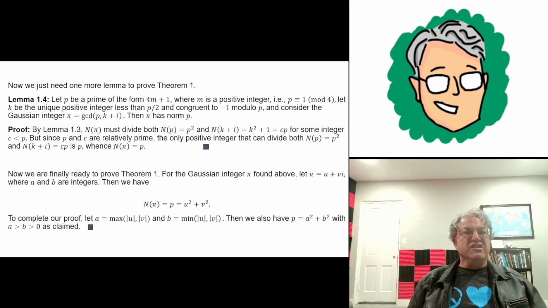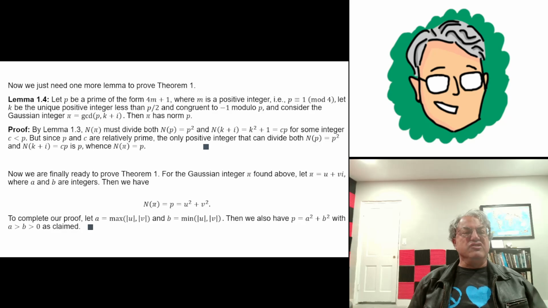But remember we said k squared was congruent to 1 modulo p. That means there exists some integer a such that k squared is equal to ap minus 1. Well, that means that the norm of k plus i, that's k squared plus 1, is equal to a times p.